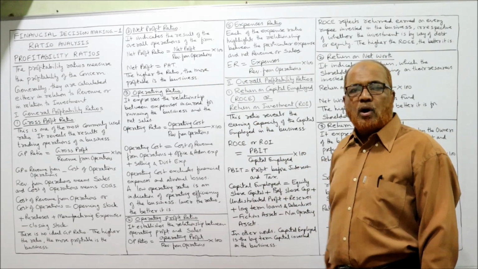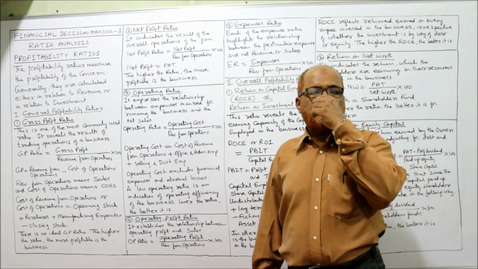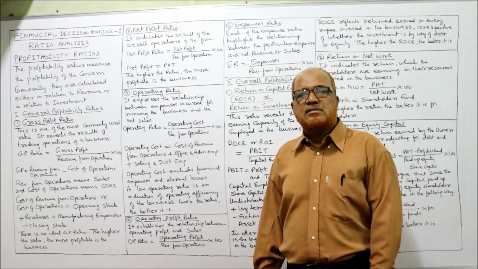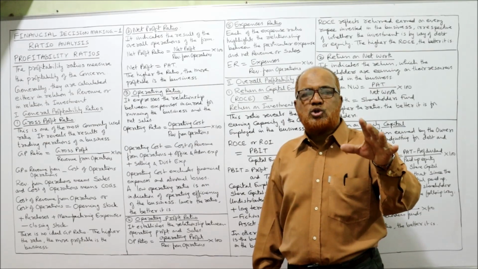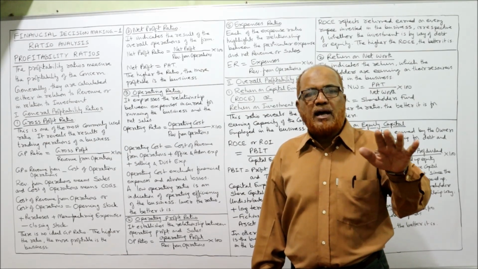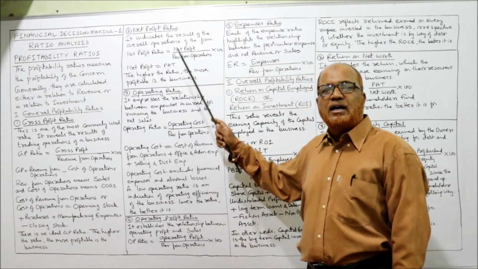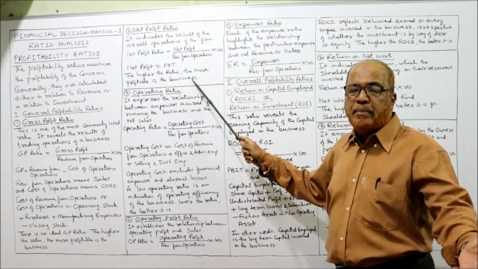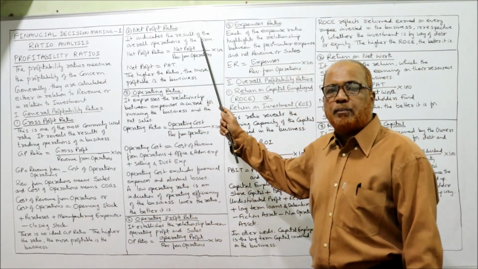So how to find out net profit? From gross profit, deduct all indirect expenses, the expenses relating to administration, selling and distribution, etc. All indirect expenses will be deducted from gross profit, so we get the net profit or profit after tax. The higher the ratio, the better it is. So I have explained two ratios: gross profit ratio and net profit ratio.